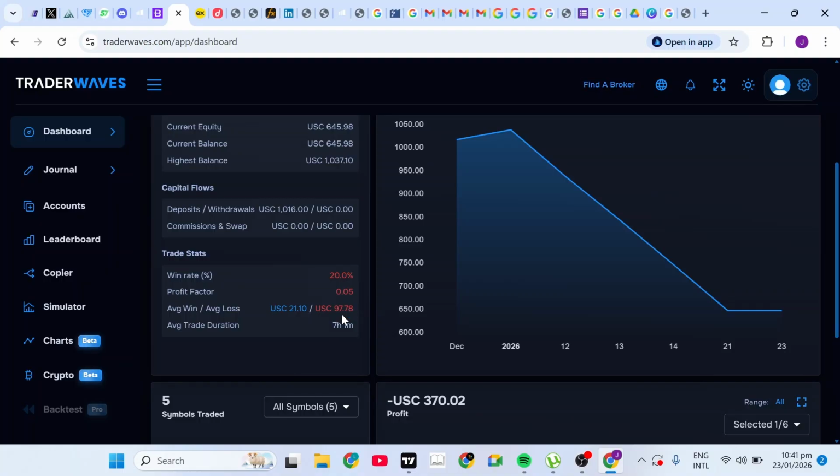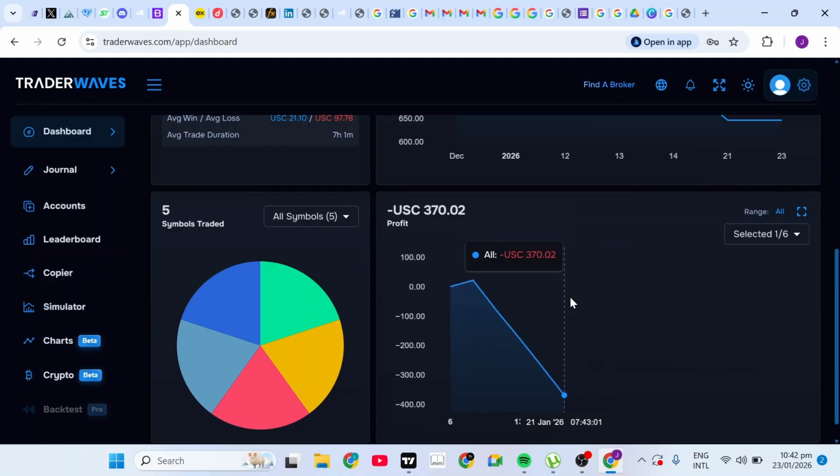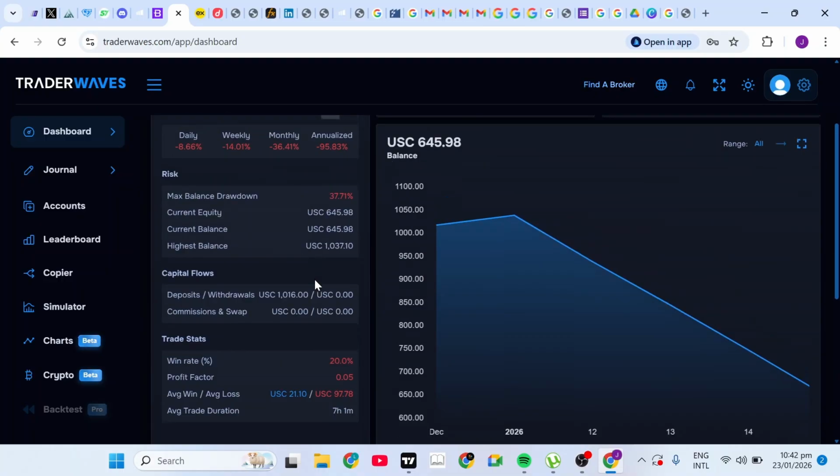So if you look at it in terms of risk management, we have been pretty solid, because at the beginning of the challenge we said we'd be risking 10% on every trade, which is $100. So if our average loss is 97.78, it means it's pretty good. We have not gone above our risk so far. So symbols traded, 5 symbols: gold, AUD JPY, BTC USD, Euro USD, and GBP JPY. So this is the account curve. So basically this is everything for the start of the account.